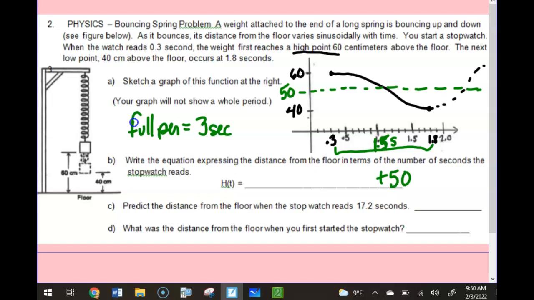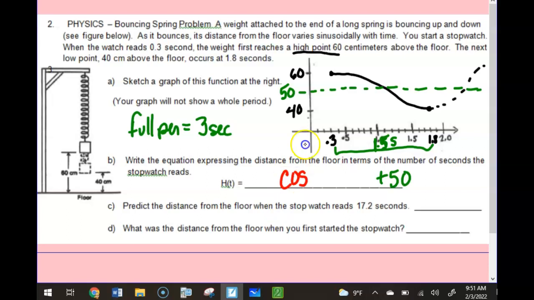Everybody okay with that? It's kind of a weird one, but from 0.3 to 1.8 was a distance of 1.5. So to get back to the top, it would take another 1.5. So the period would be 3 seconds. Should I use sine or cosine? Cosine, because we know max to max, or we could have figured out where the next max is.